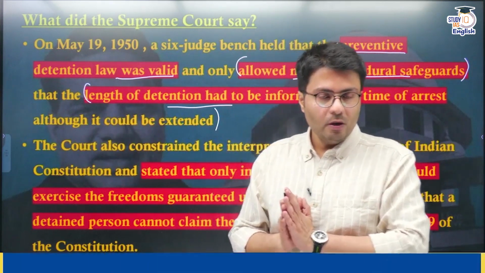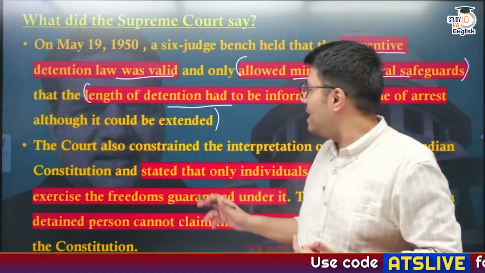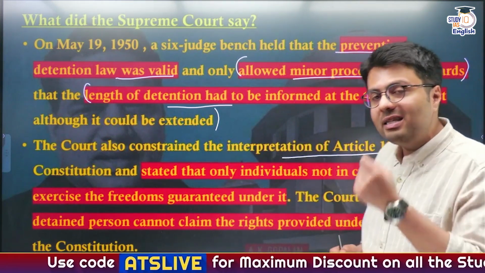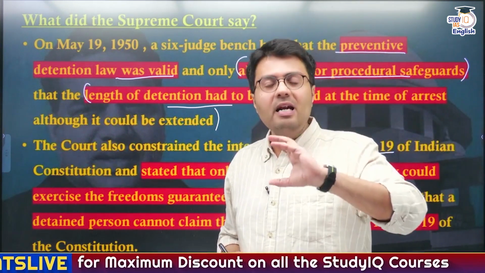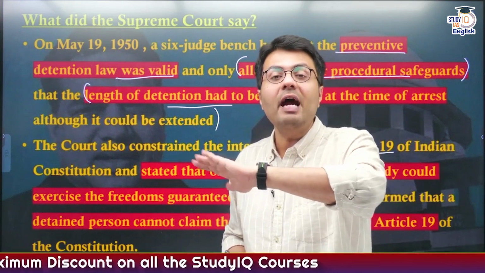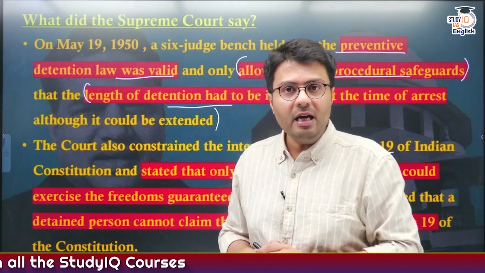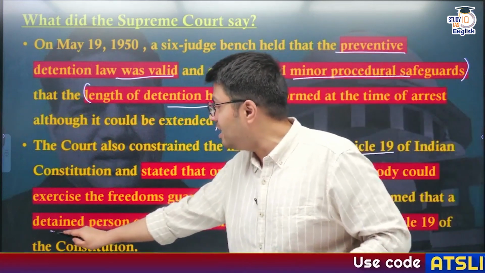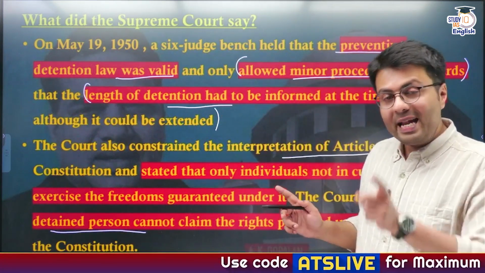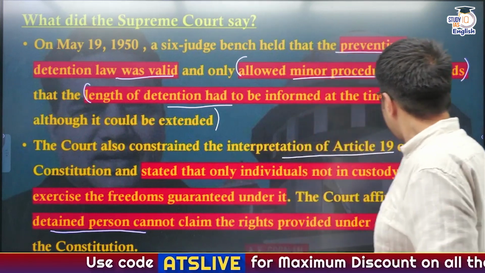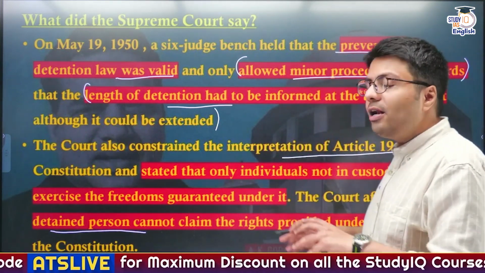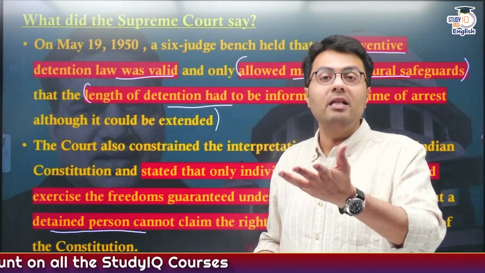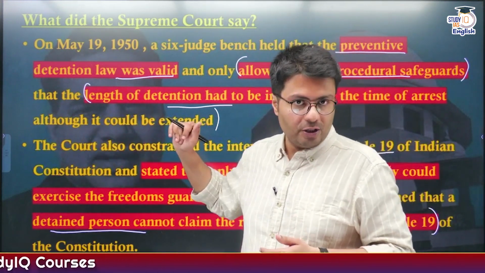Now, the Supreme Court also interpreted Article 19 of the Indian Constitution and stated that the right to move freely inside the country was only available to free persons and not to persons who are detained under an act of law. And hence, according to the Supreme Court of India, Article 19 cannot be claimed as an exemption by people who are under detention or in jails, as it is only available to free persons.